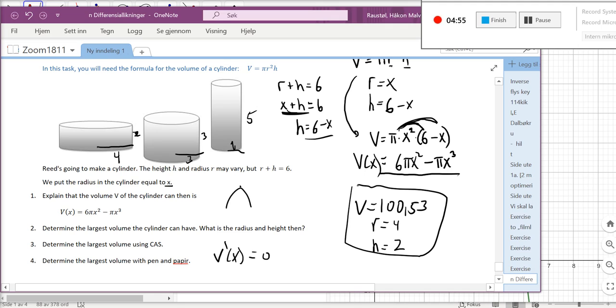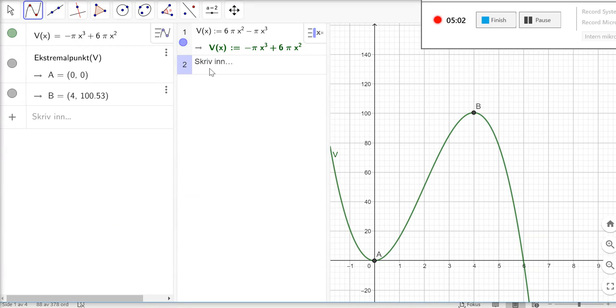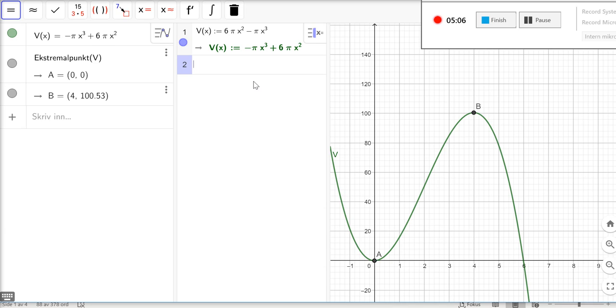This is the answer on exercise 2, found graphically. And now, should you determine the largest volume on Cos, then you have to find the maximum point by Cos. We could use, for example, extremalpunkt, call it V, like that. And we get two answers. And of course, this is not the maximum value. This is the maximum value, but we should confirm that this is the maximum value.